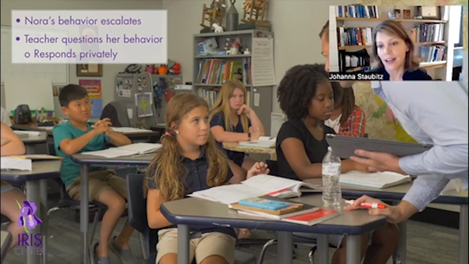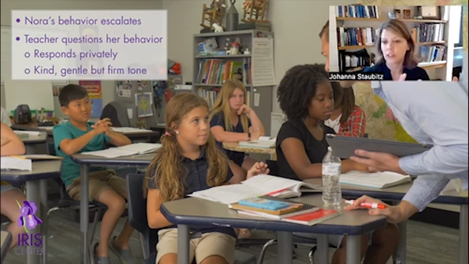In addition, he's using a kind tone, even though he's reprimanding her and sort of pressing her and being reactive in that way. He's not speaking harshly to her. So those things are really good. Speaking privately with the student, using as gentle a tone, but firm as is reasonable.